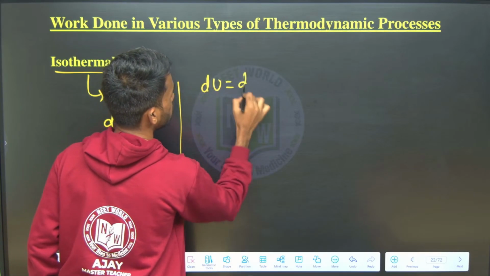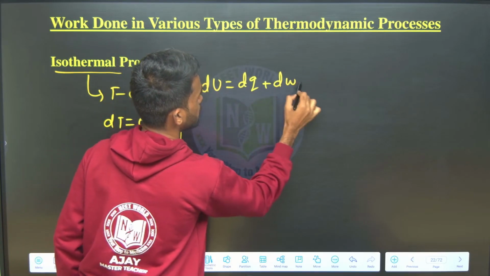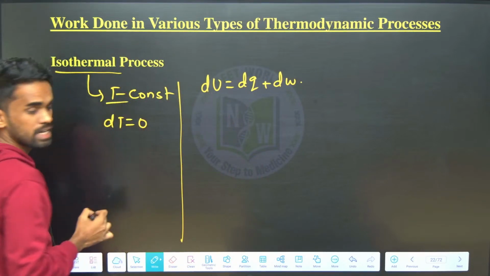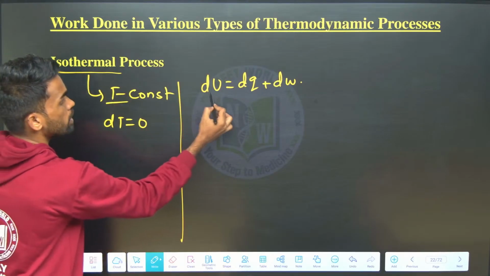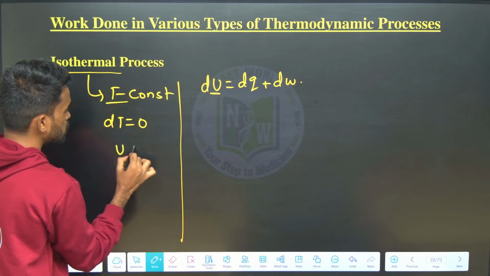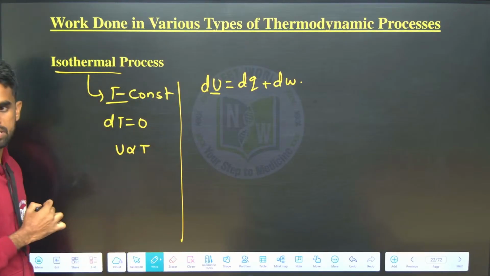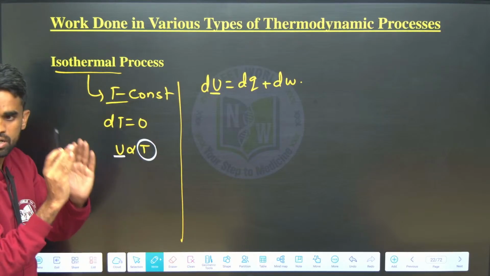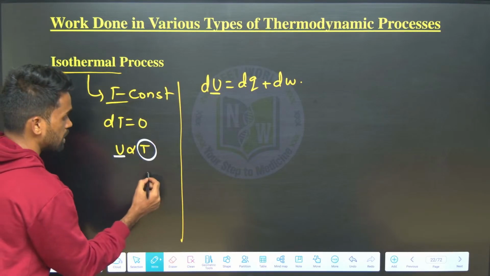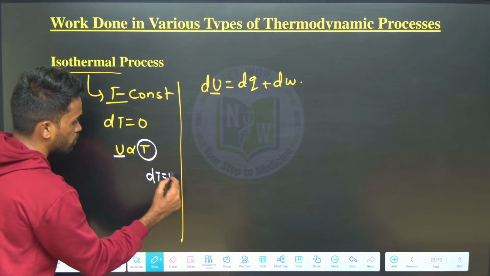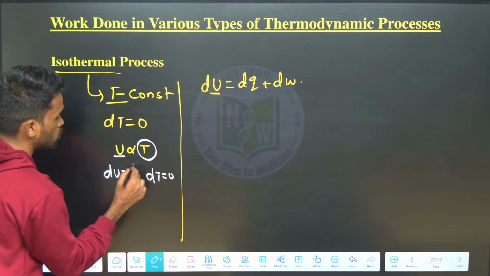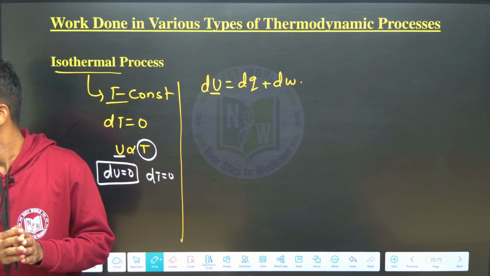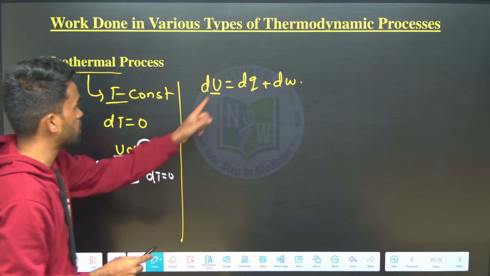dU equals dQ plus dW. Okay. So now in an isothermal process, what is constant here? Temperature. So U means what here? Internal energy. Internal energy is directly proportional to temperature. But temperature is constant here, so its internal energy also remains the same. Change in a constant value will be 0, which means here change in U is also 0. So for an isothermal process, the change in internal energy will be 0. You can remember this as 0.